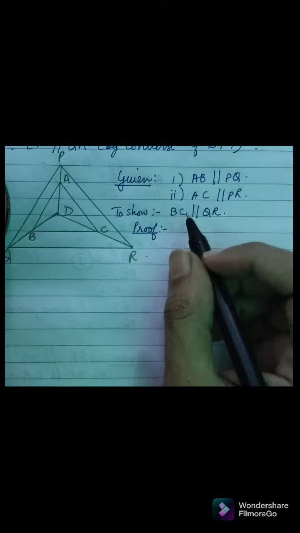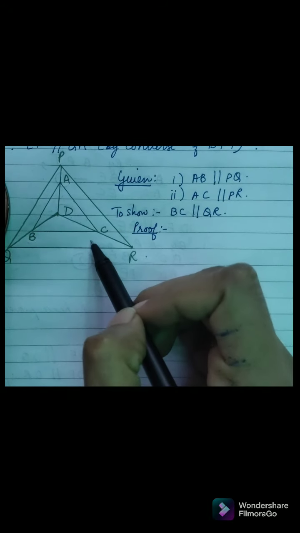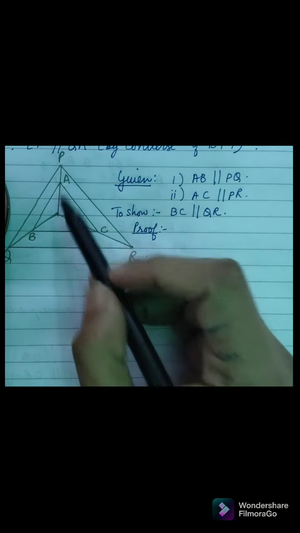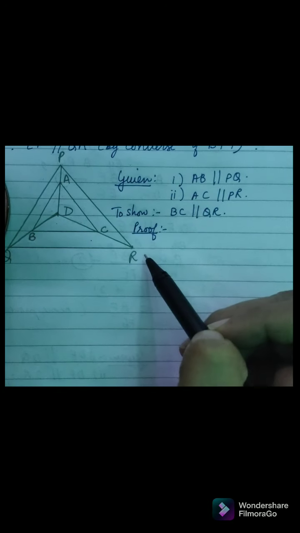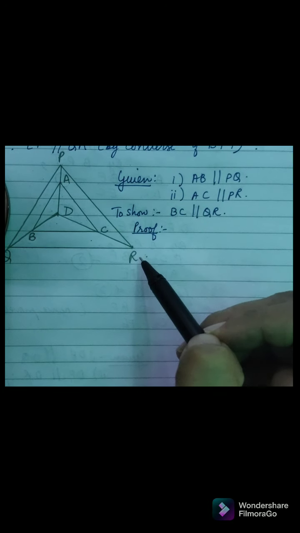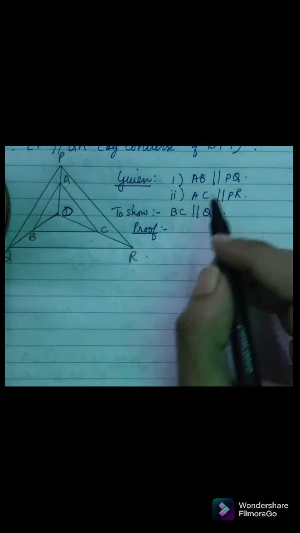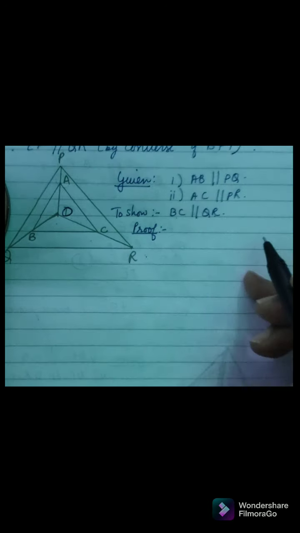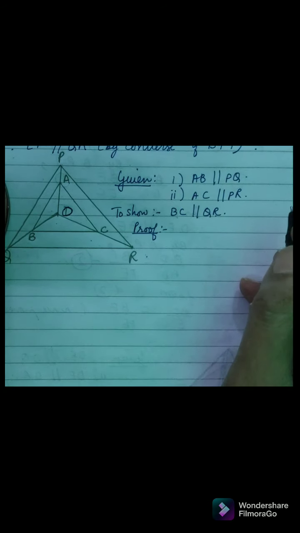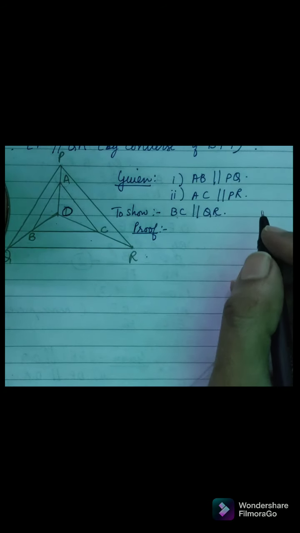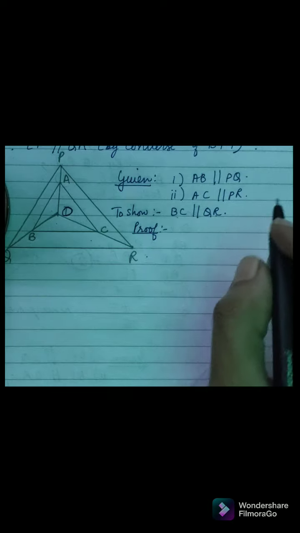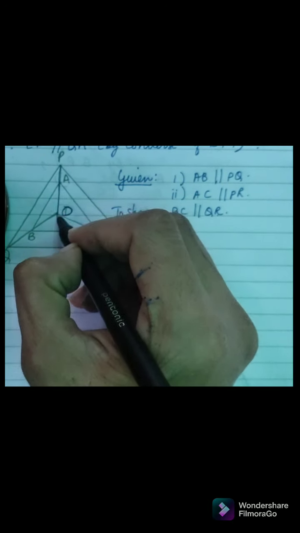Question number 6, it says in the figure A, B and C are points on PD, PQ and OR, fine, respectively such that AB is parallel to PQ and BC is parallel to PR. We have to show BC is parallel to QR. So I'm starting with the proof. First I'm going to take in triangle OPQ. Can you see this triangle?